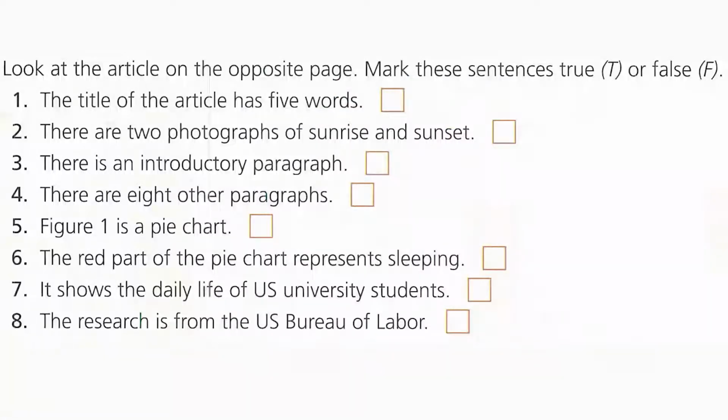So the first question we have, the title of the article has 5 words. False. Number 2, there are 2 photographs of sunrise and sunset. True. 3, there's an introductory paragraph. True. Number 4, there are 8 other paragraphs. False. 5, figure 1 is a pie chart. True. 6, the red part of the pie chart represents sleeping. True. Number 7, it shows the daily life of US university students. True. Number 8, the research is from the US Bureau of Labor. True.